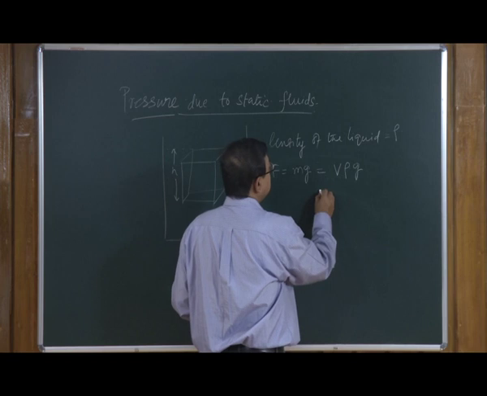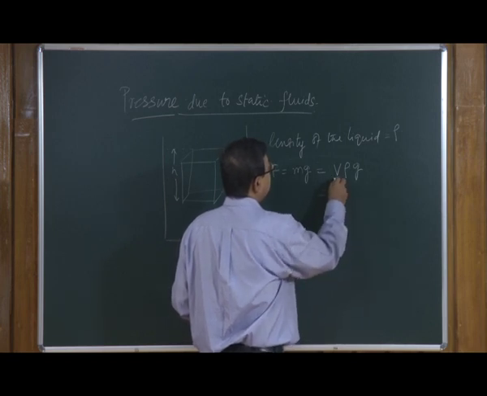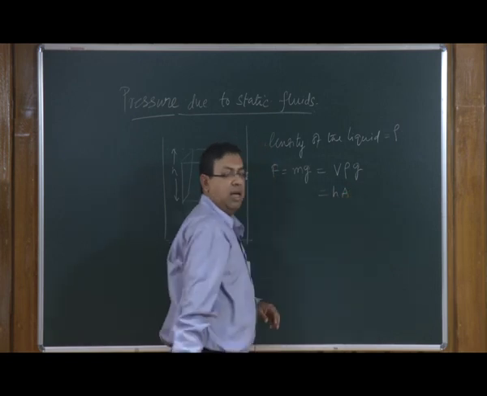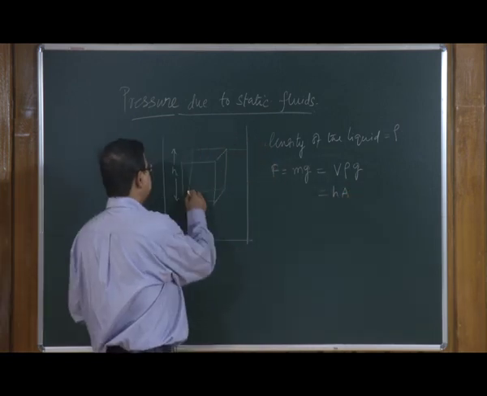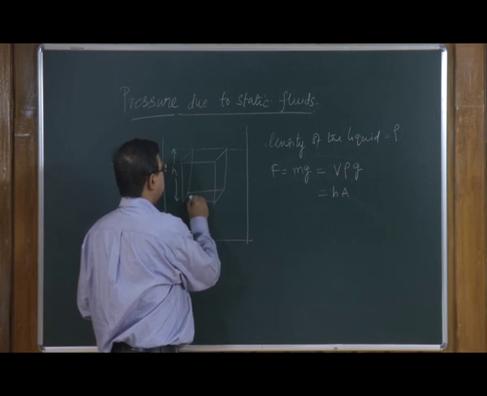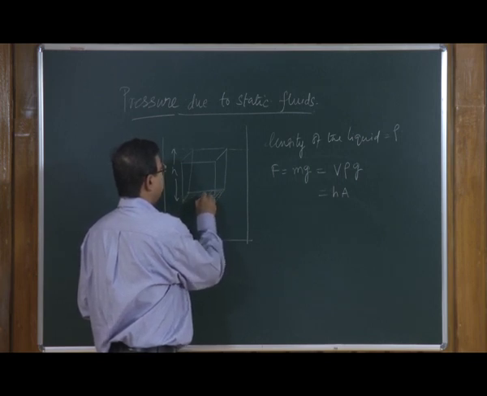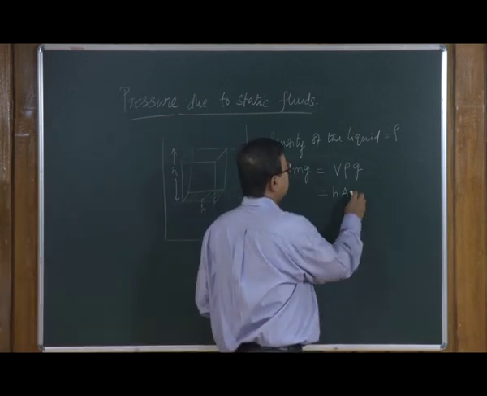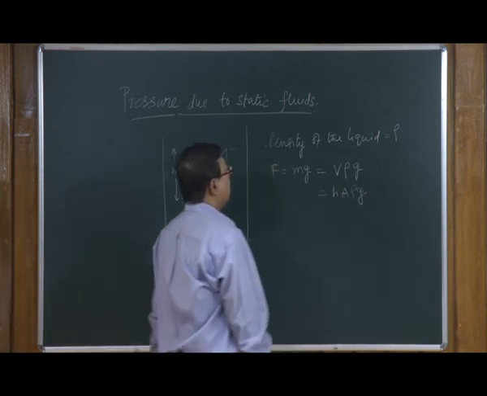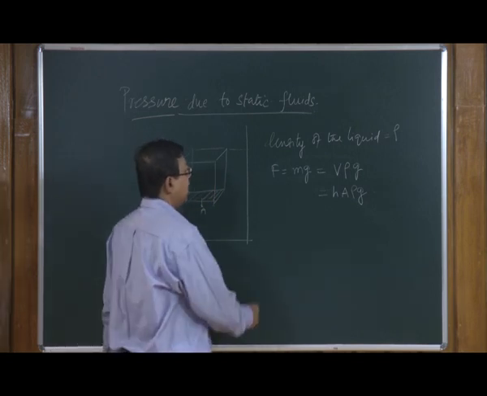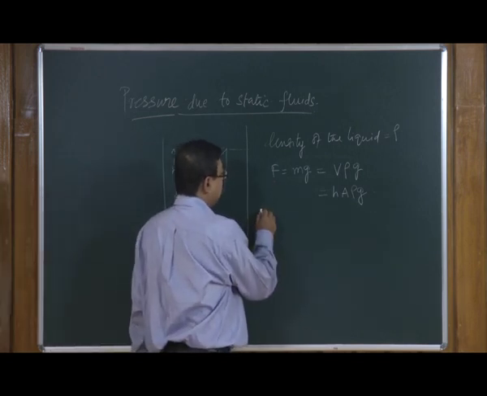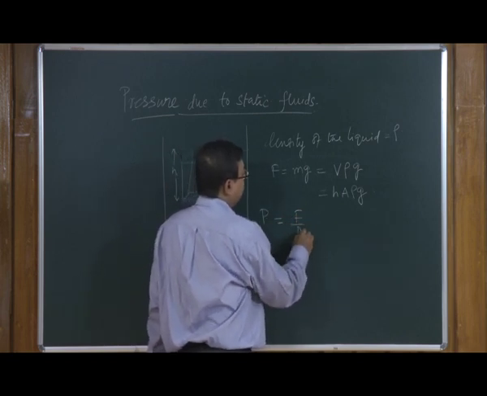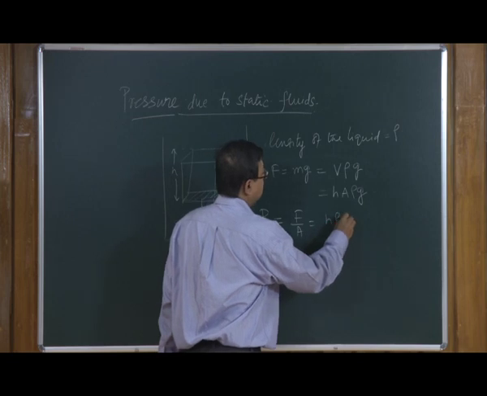So, according to this question, V is equal to the height times the area of cross section of this bottom section. So, this is of area A, and so this is equal to H A rho g. Since pressure is defined as force by area, the pressure is equal to F over A, which is equal to H rho g.